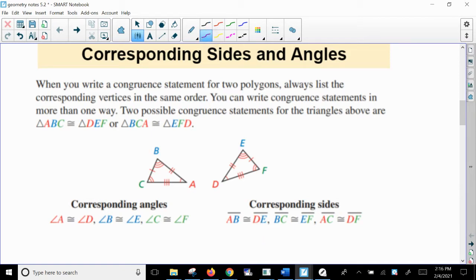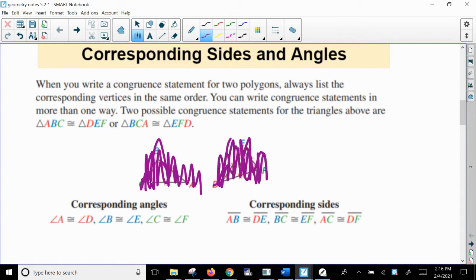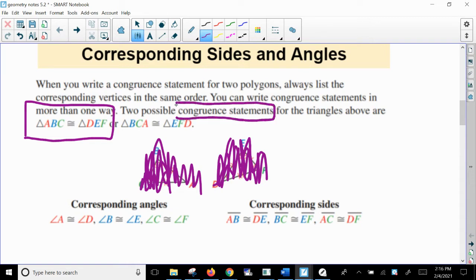Now, even if you had no picture at all, so I'm going to scratch out the picture. If you had no picture of these triangles at all, you know what you can do? You can use the congruent statement. That's what this is right here. The order of the letters in the congruent statement lets you know which angles are your corresponding angles. See how letter A and letter D are both in the same position? That means those are corresponding angles.